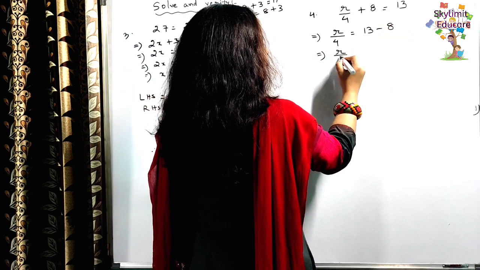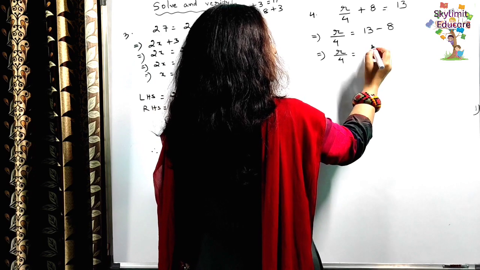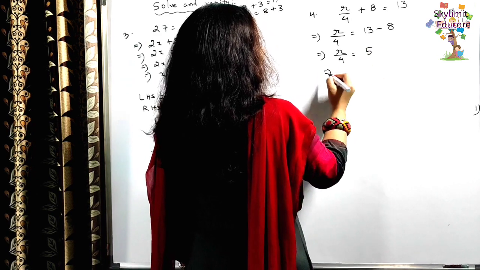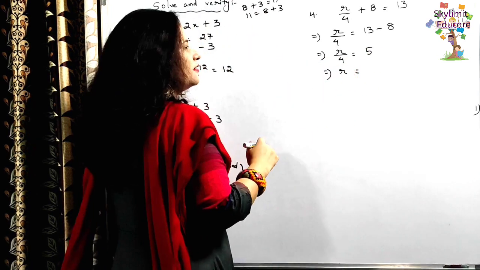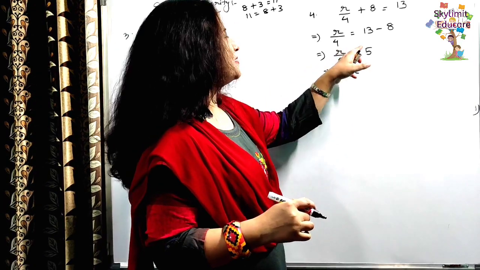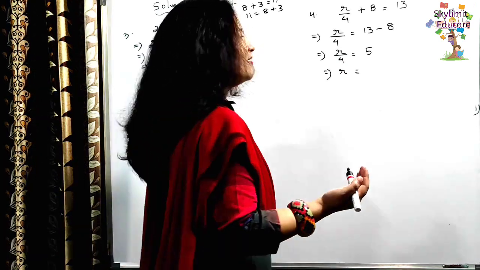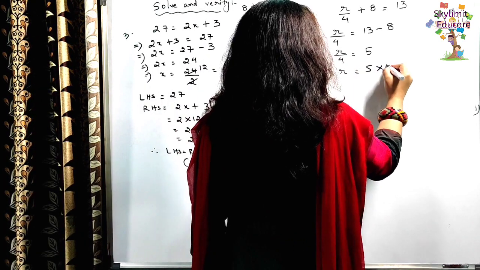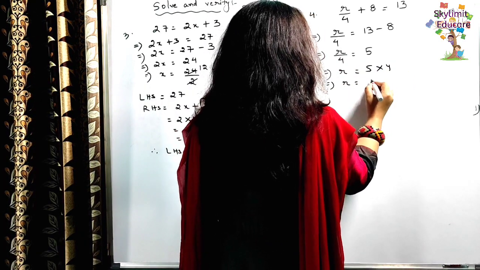Now r by 4, 13 minus 8 will give me how much? 5. Now students, I have to shift 4 from the left hand side to the right hand side. 4 is divided by r. So this side it will be multiplied by 5, right? So how much did I get? r is equal to 20.